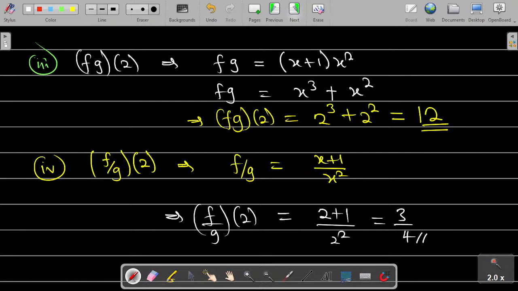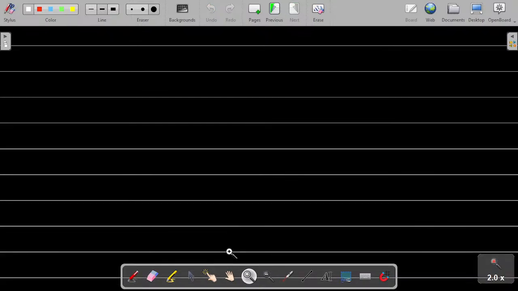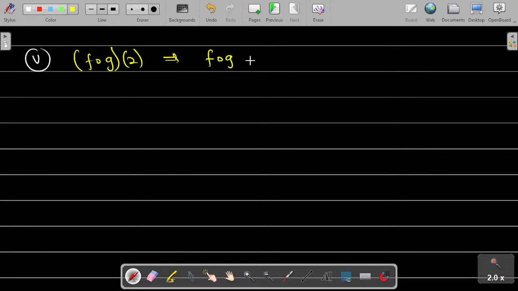I think this page is full, right? And then here we are to go to V part. And what is the V part? The V part is asking for f composition g and then of 2. So you need to get f composition g. So you now need to know the difference. How do you get composition? So f composition g actually is the same thing as f of g. That means we need to substitute g into f.